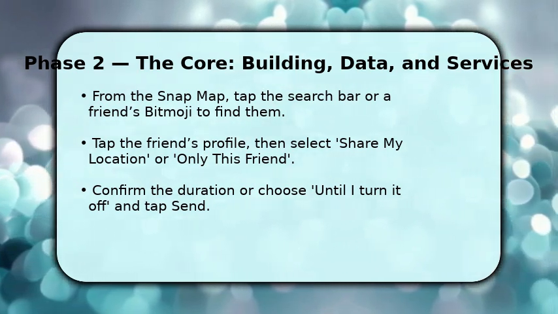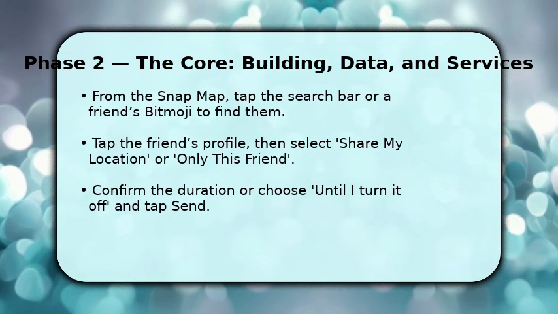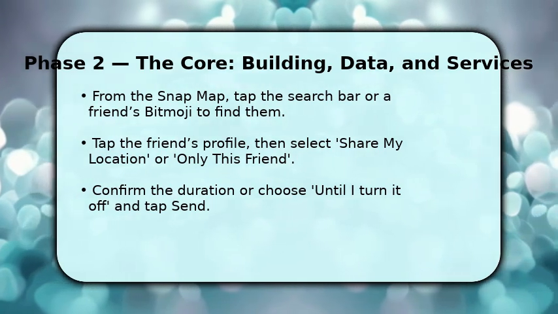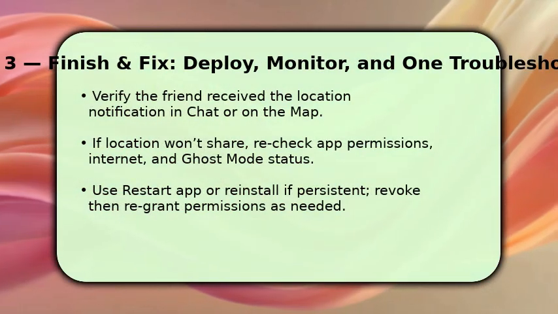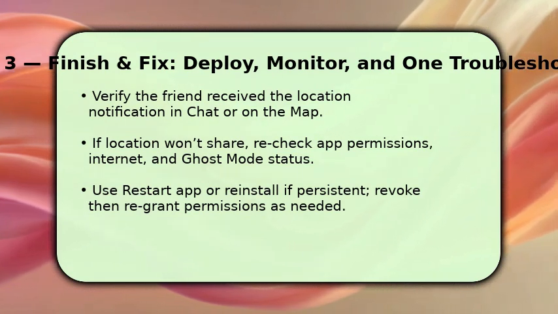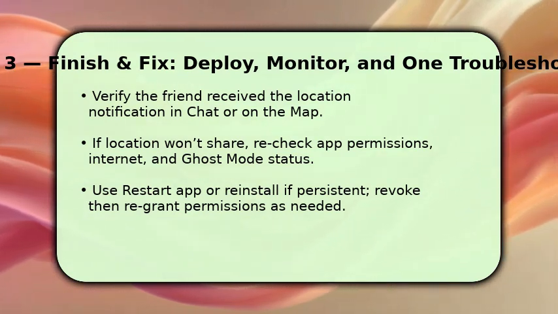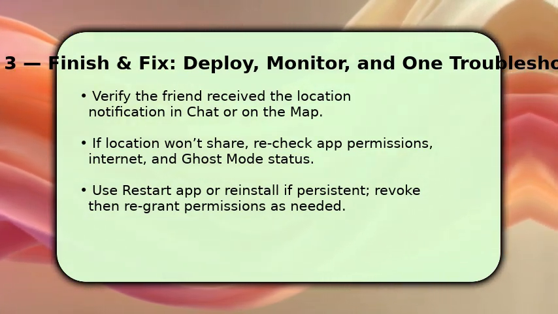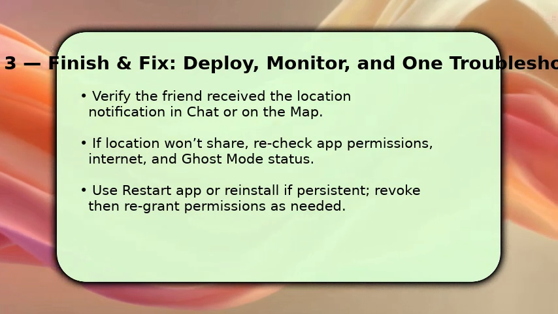Finish by checking that the friend got the notification. Open chat or look for their Bitmoji on the map to confirm visibility. If they don't see you, make sure both phones have a stable internet connection and that Snapchat has precise location permission enabled. Also verify ghost mode is off.